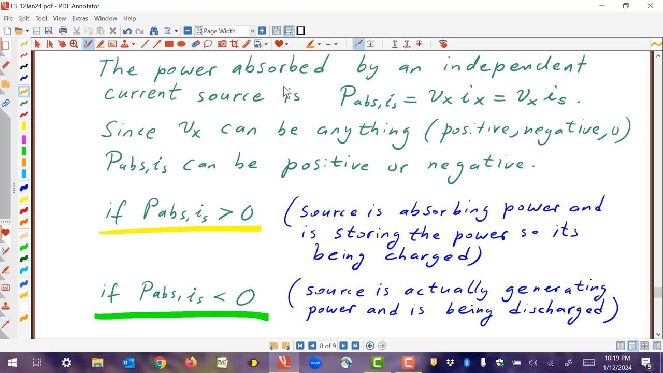Again, you have a current source. You apply it to the circuit, the current source value is known, either a constant or a function of time, but the voltage that's measured across it depends on what's connected to the current source, right?